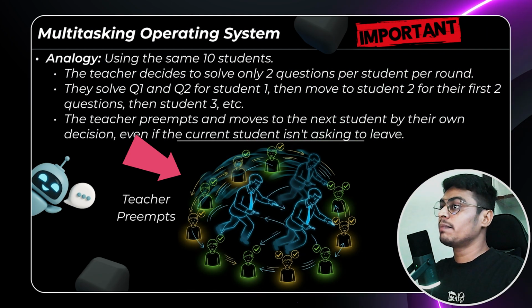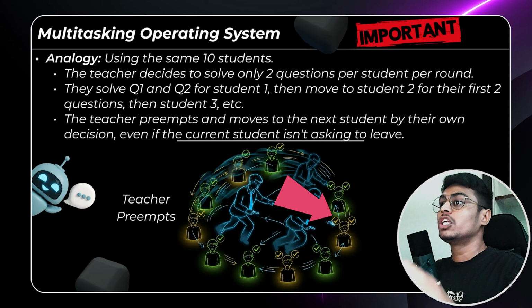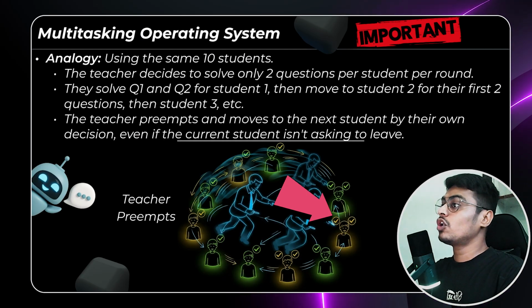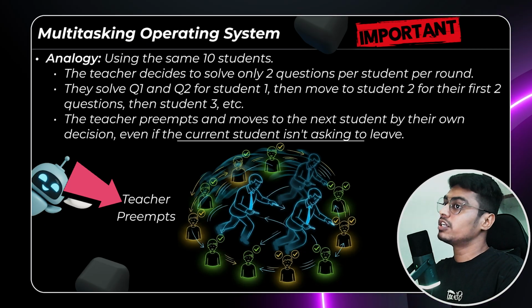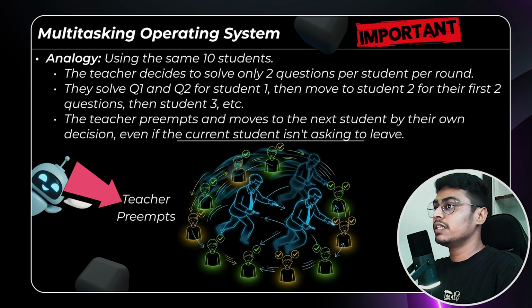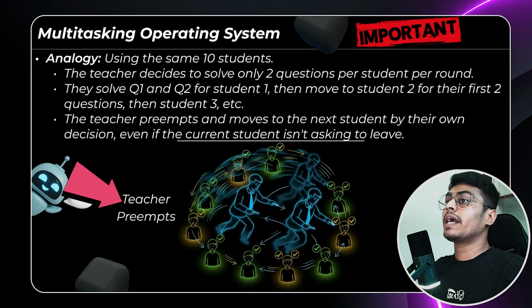Using the same student example, I decide to solve only 2 questions per student in each round. I solve question 1 and 2 for one student, and then move to the second student for their first 2 questions, then student 3, then student 4, and so on. Even if one student isn't asking to leave, I preempt and move on to the next.